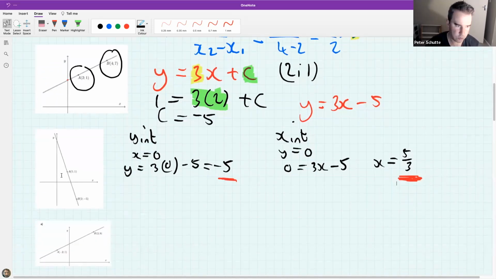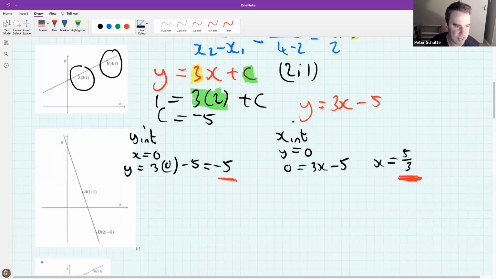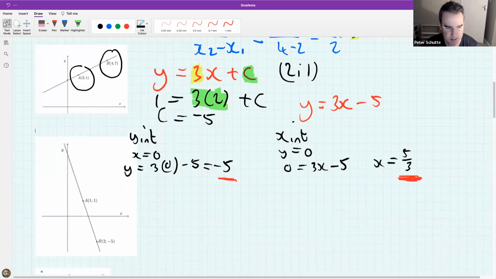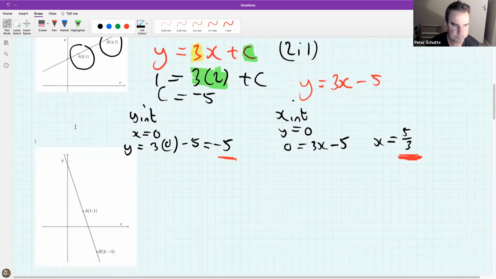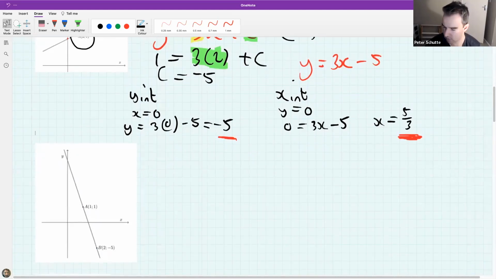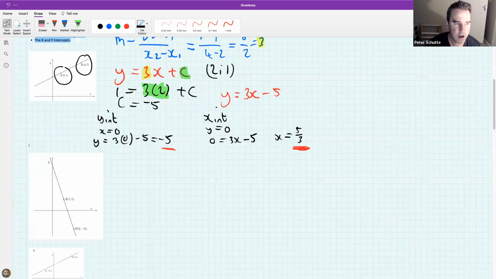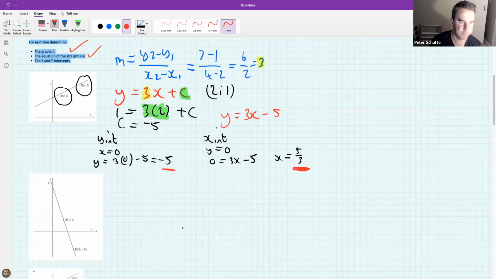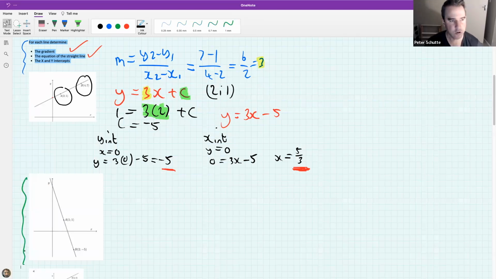What I want you to do is try and do the same thing for the second example. Let me just zoom out for a second. I've given you the working out to find the first one. What I want you to do is try and find these three things: the gradient, the equation of the line, and the x and y intercepts for the second one. And while you're doing that, I'm going to take questions.